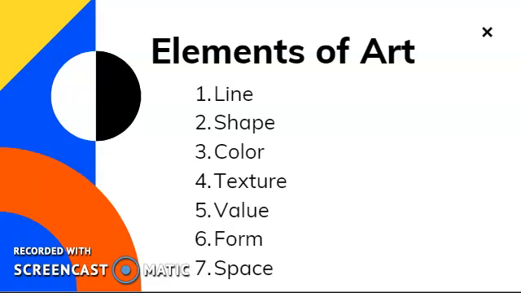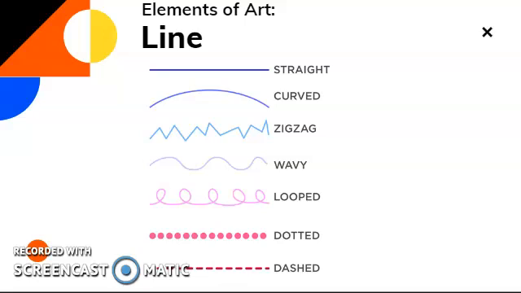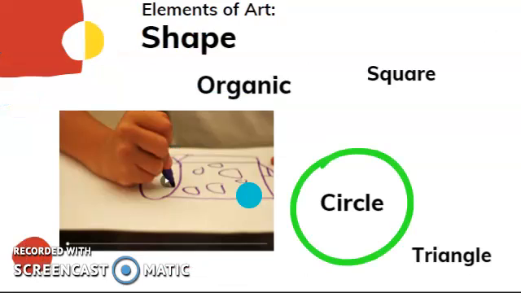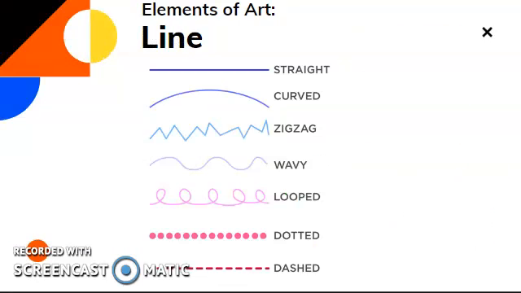Now let's look at some examples. Line. A line is like a dot that took a walk. A line goes from one spot to another. A line can be straight, curvy, zigzagged, wavy, looped, dotted, dashed. When we connect lines together, we start to get things called shapes.